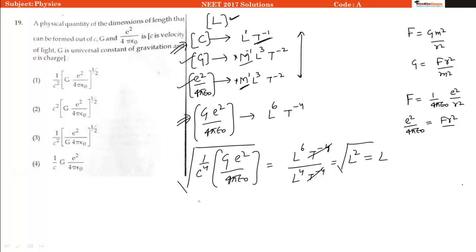So our quantity will be 1 divided by c squared, and then we have G, and e squared by 4 pi epsilon naught will have half of the power. Then the dimension of this will be equal to L, which is our option number 1.